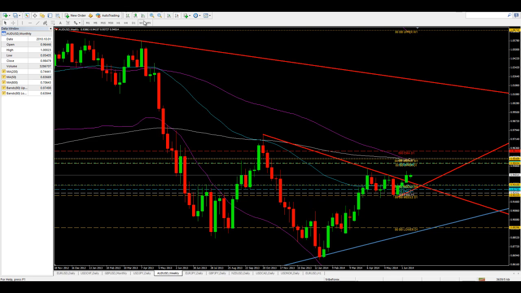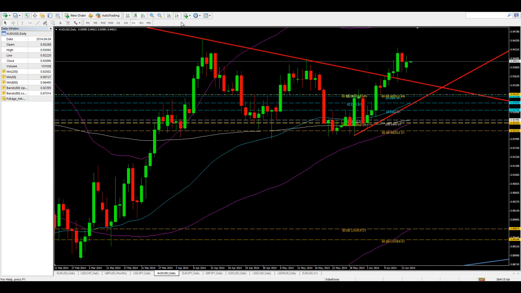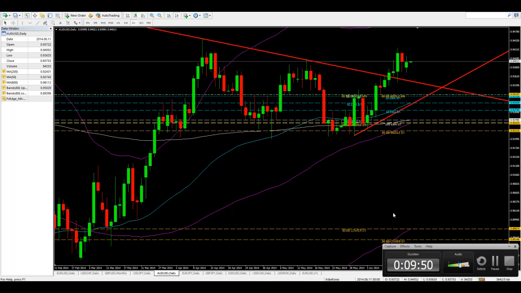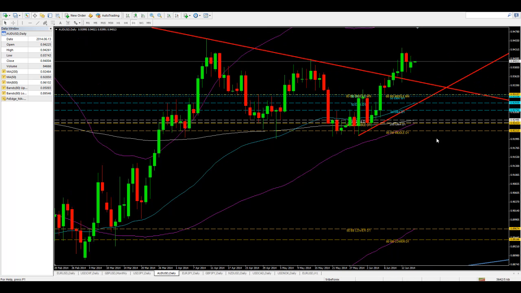Take a look at the weekly. We bounced through an area of support and resistance, so we do have upward movement, no doubt, here on the Aussie dollar. See that move up more. Okay, and I'm going to be looking for more support.